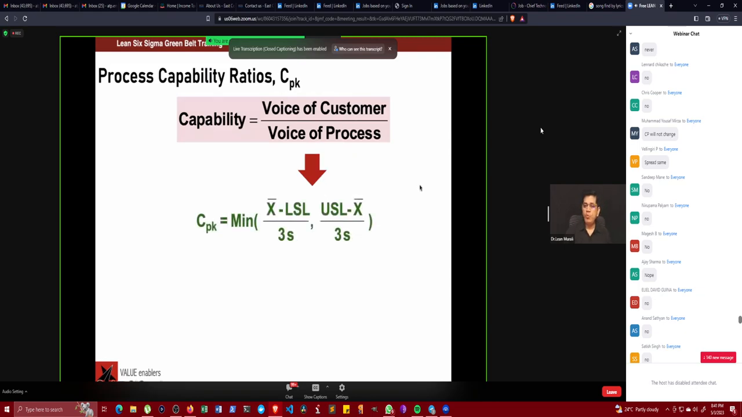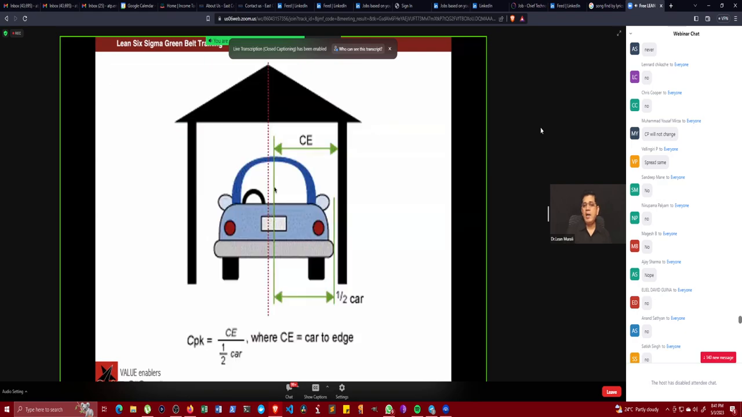What we do is we take the average into consideration. Instead of 6 standard deviations, we'll take 2 standard deviations. We will break that normal distribution into 2 halves, one half on each side of the average. Same thing with the car: how far the center point is from the right side wall, how far it is from the left side wall, and whichever is lowest is his capability.